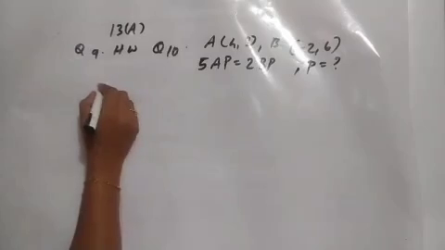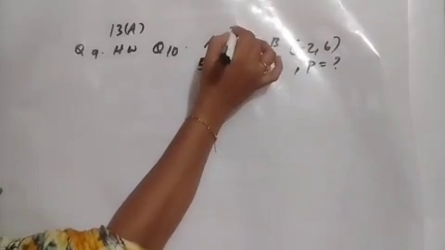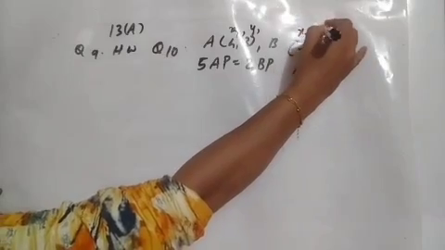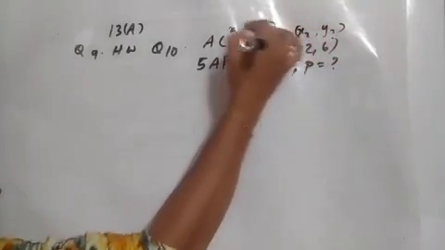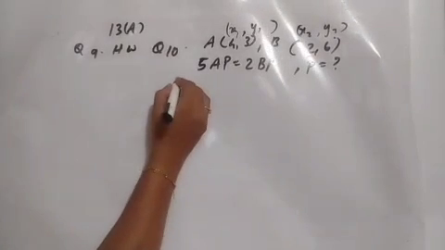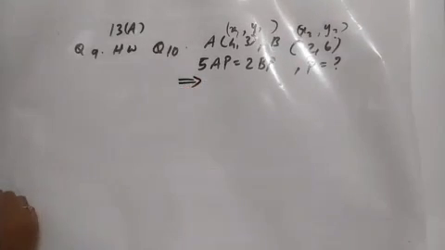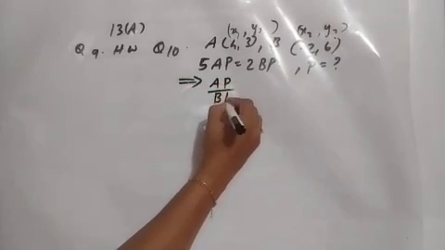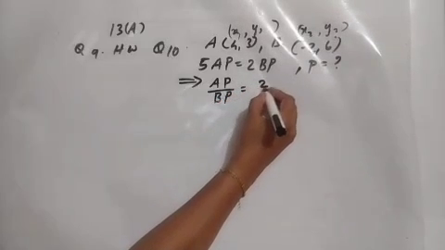Let them be x1, y1 and x2, y2. Here we can take this as x1, y1 and this is x2, y2. And we need to find the coordinates of P. We must know the ratio. 5 AP is equal to 2 BP. That is given in the question. So, how can we calculate AP by PB? Yes, it is 2 by 5.